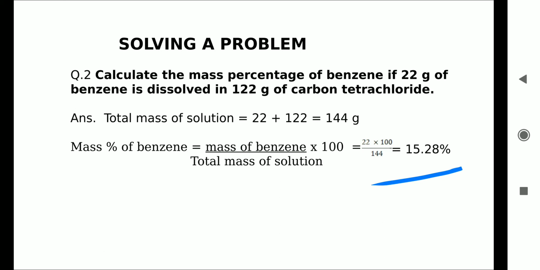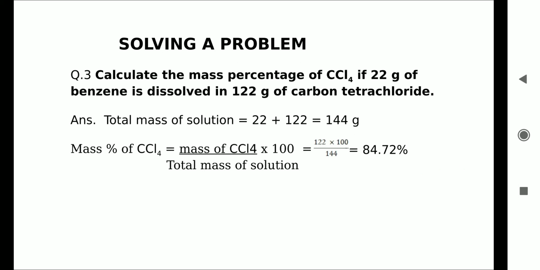Now, if in the same question we have to calculate the mass percentage of CCl4, what will we do? We have calculated the total mass of the solution. Now we'll put it in the formula for the mass percentage of CCl4, that is the mass of CCl4 divided by the total mass of solution multiplied by 100, and we'll get the mass percentage of CCl4 also. So it is very easy to calculate these mass percentages, volume percentages and mole fractions directly from the formula.